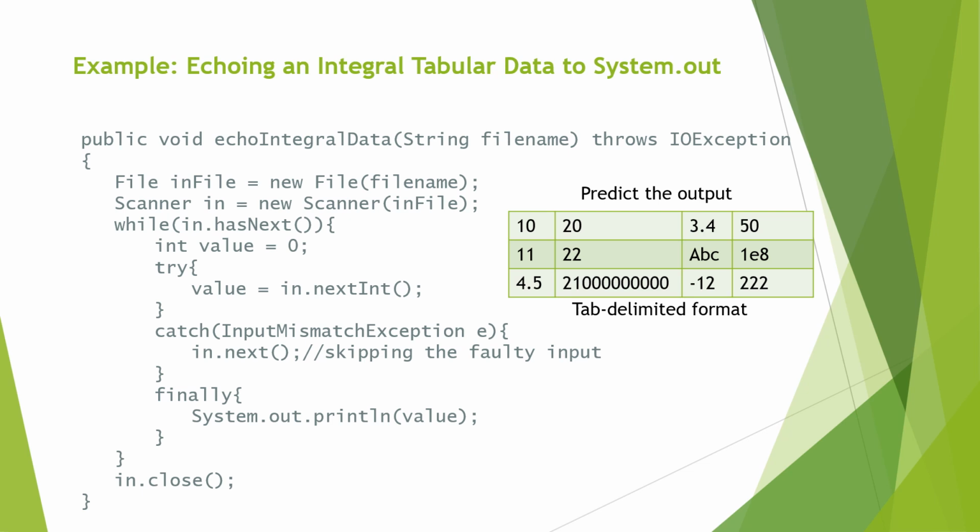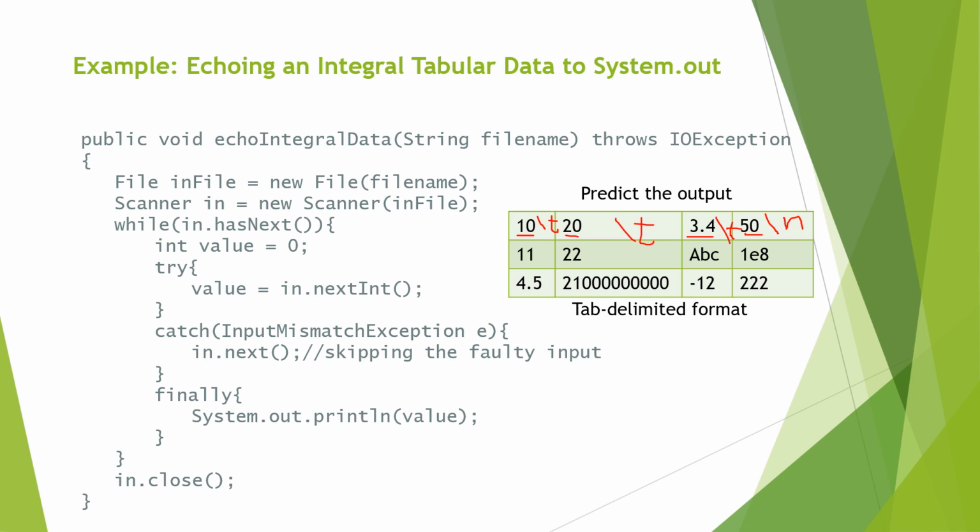In each row we have multiple cells. Let's say in the first row you have 10, 20, 3.4, 50. These cells are separated by a tab. So there's a tab between 10 and 20. There's a tab between 20 and 3.4. There's a tab between 3.4 and 50. And after the last cell, we have a new line so that each row is stored in a separate line.